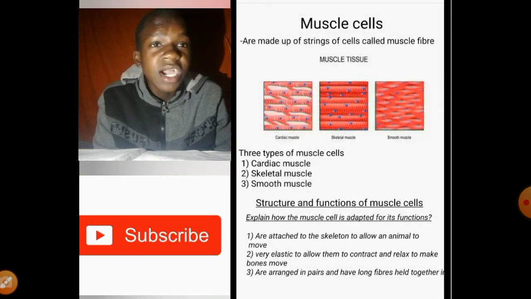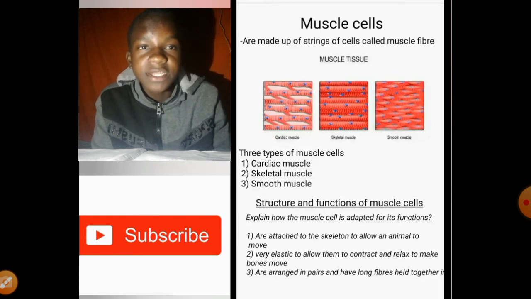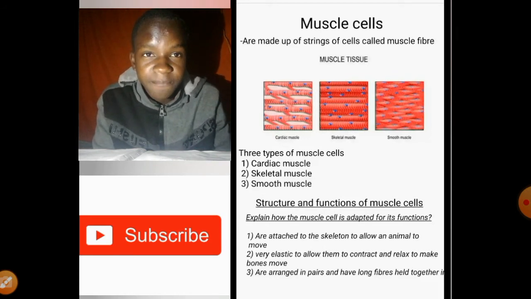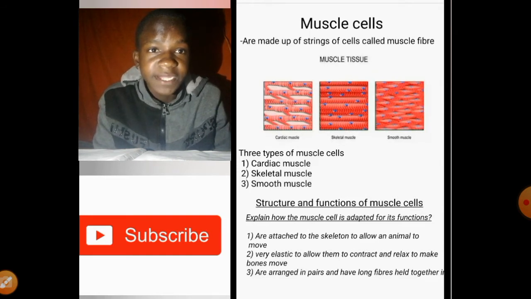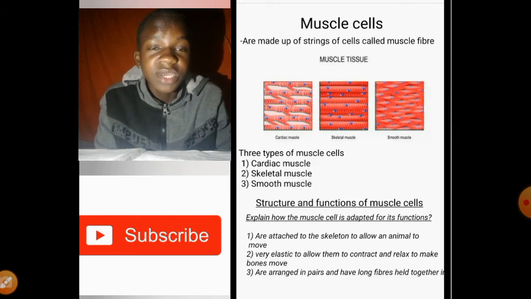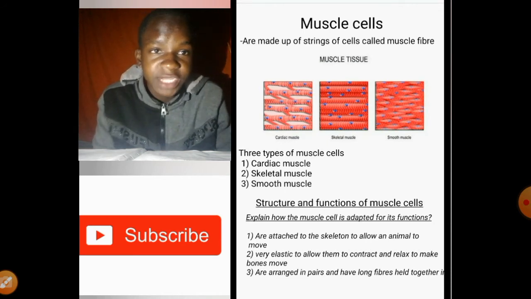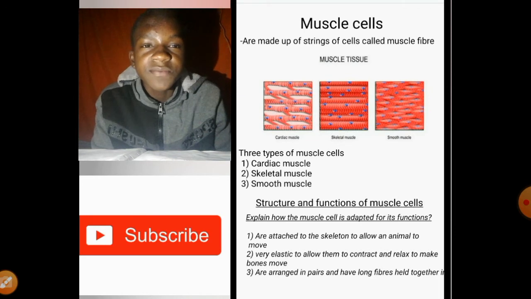Here we want to look at the second part of the specialized animal cells: muscle cells. Muscle cells are made up of strings called muscle fibers. Here, as we can see, we have three types of muscle cells: cardiac muscle, skeletal muscle, and smooth muscle.